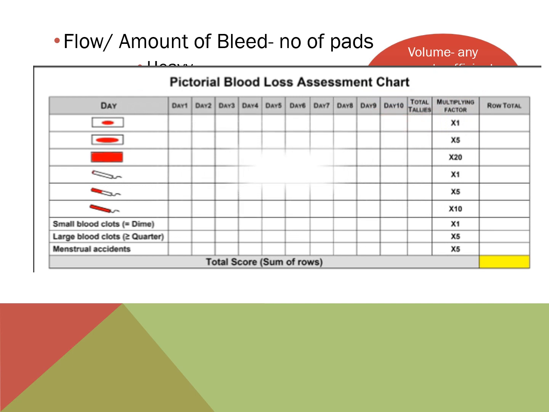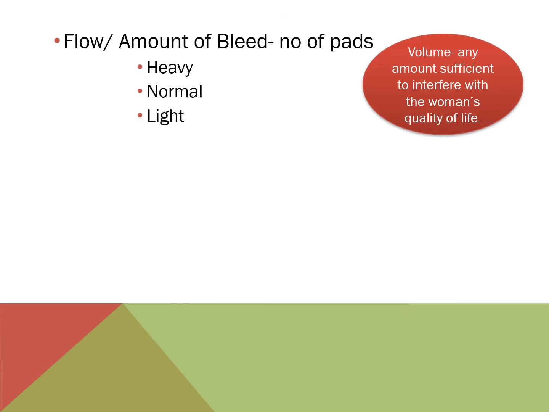The next is we can also assess this amount of blood loss by the pictorial blood loss assessment chart, but this cannot be done feasibly in OPD patients because we generally don't have time for that. But in case of a thesis or other procedures, we can go for this for theoretical purposes also. But any amount of blood loss that interferes with women's quality of life is definitely considered as a heavy flow.